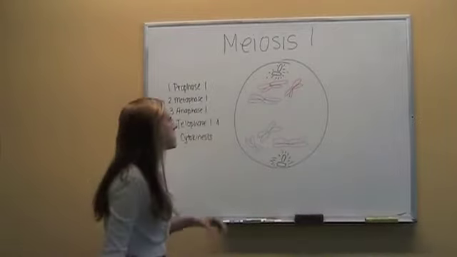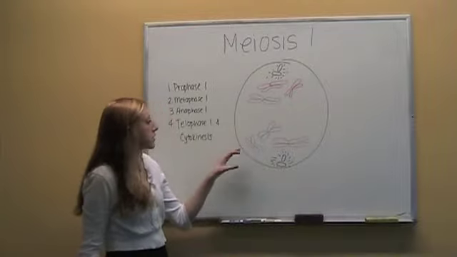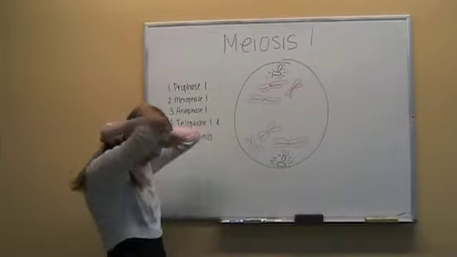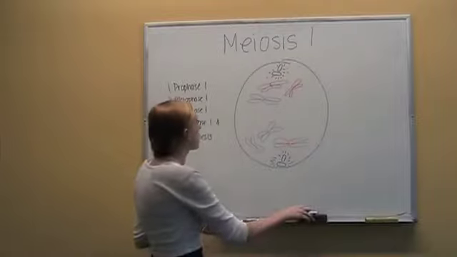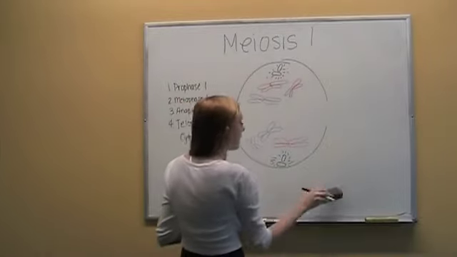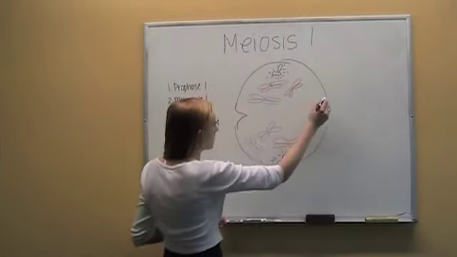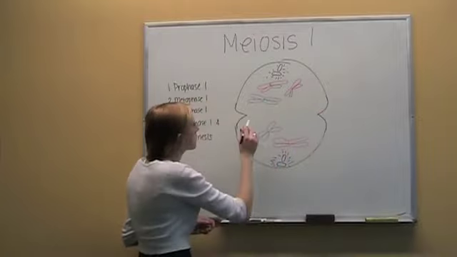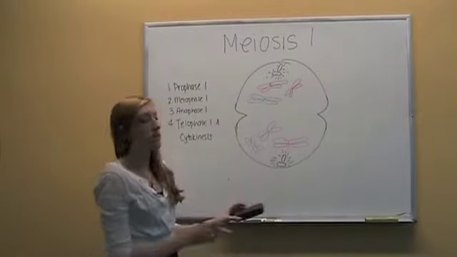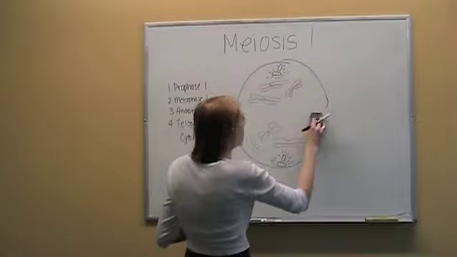And the last stage of meiosis 1 is telophase 1 and cytokinesis. In this final stage, there's a haploid set of sister chromatids in each pole of the cell, and a cleavage furrow is formed in animal cells to begin separation of the cytoplasm. And once this cleavage furrow is formed, cytokinesis finishes separation of the cells into two haploid daughters.